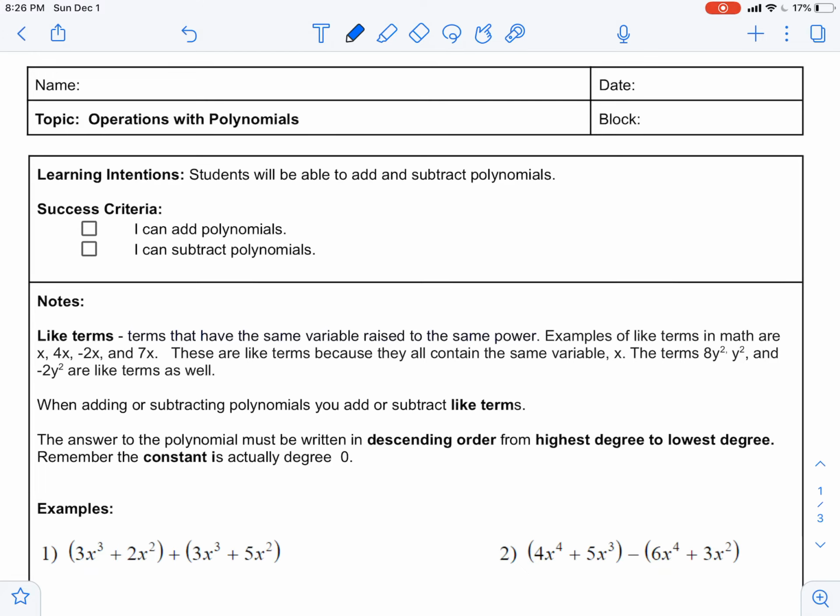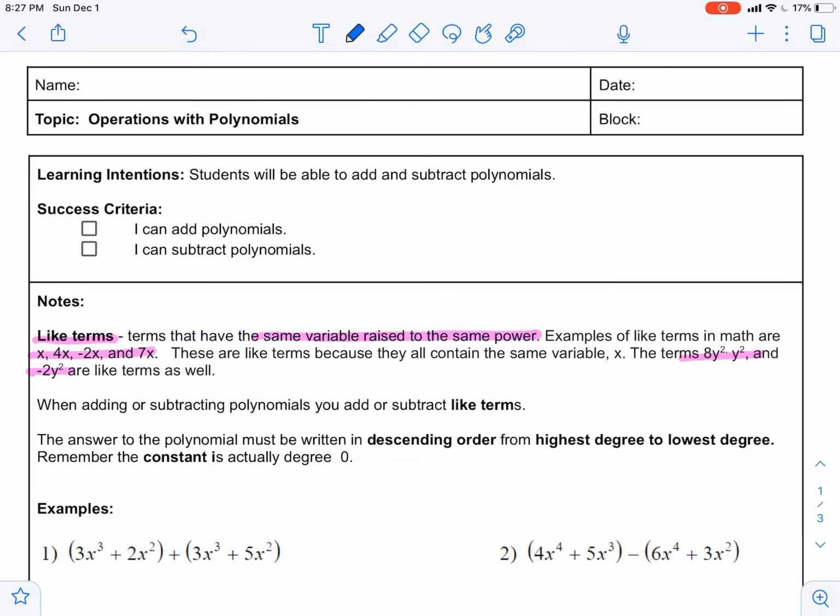The first one we're going to talk about: when you're adding and subtracting, you do need to be sure that you recognize what your like terms are. Now remember, like terms have exactly the same variables raised to the same power. For example, the following would all be like terms: x, 4x, negative 2x, and 7x. They all contain the variable x. Another example would be 8y squared, just y squared, maybe a negative 2y squared. Those would all be like terms.